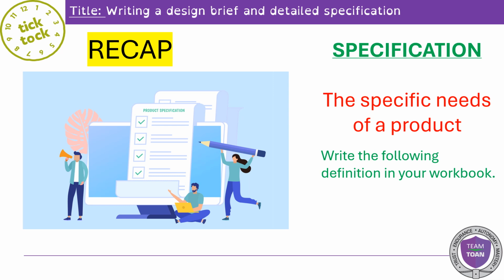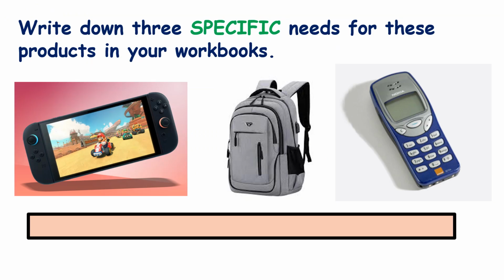What material is it made out of? Who's it for? What's the aesthetics? What does it look like? Is it red? Is it black? Is it blue? All those things, you need a sentence for each one. So, moving on to the next task here. Write down three specific needs for these products in your workbook.